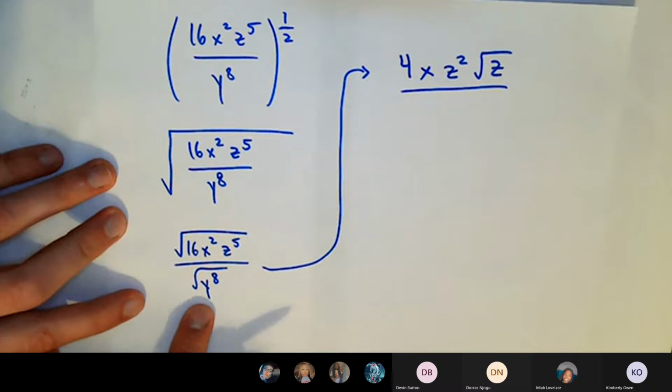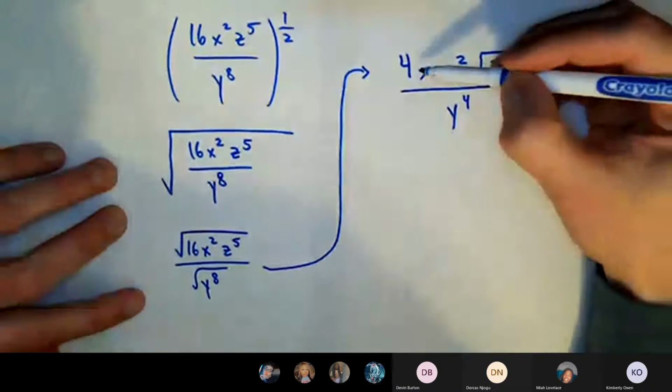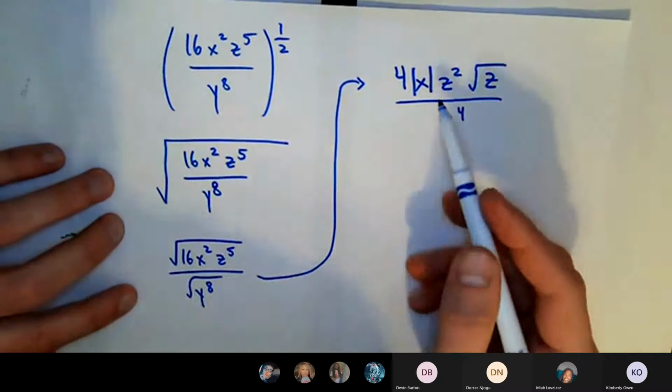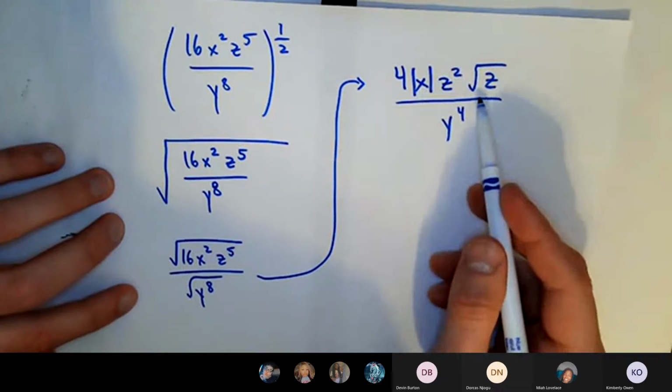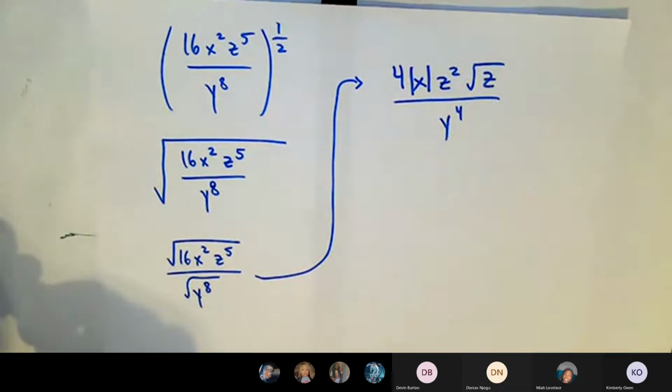And how many groups of 2 can I get out of y to the 8th? Well, that would be 4. Oh, and I need absolute values because of everything I said earlier, right? Pulling a variable out of an even root when its exponent is odd, then we need those absolute values. Okay, so that's a very involved problem.